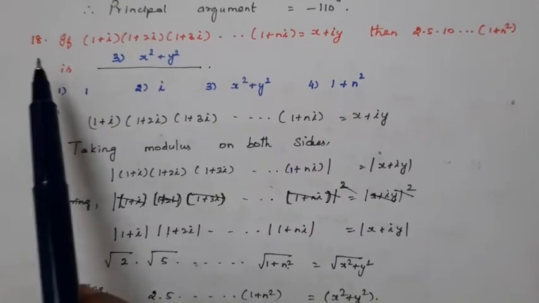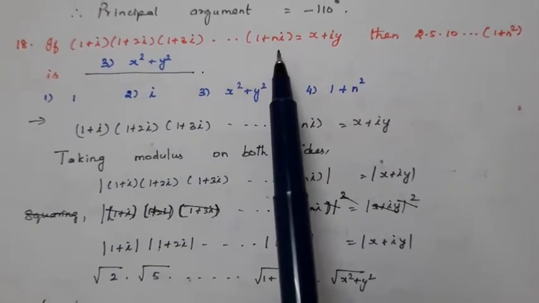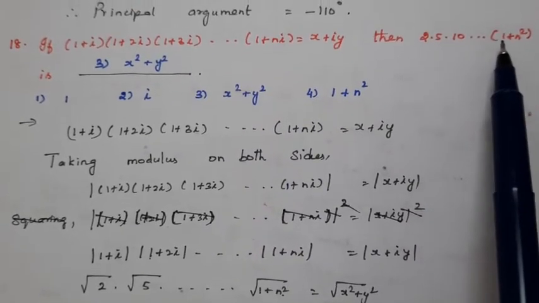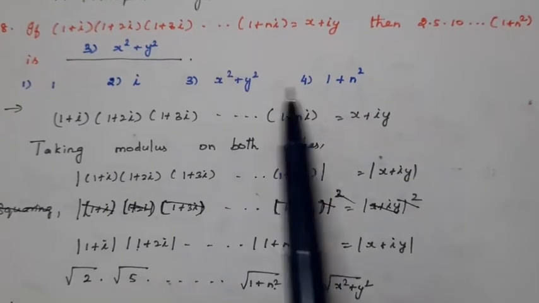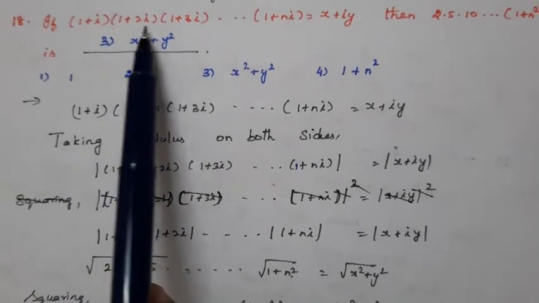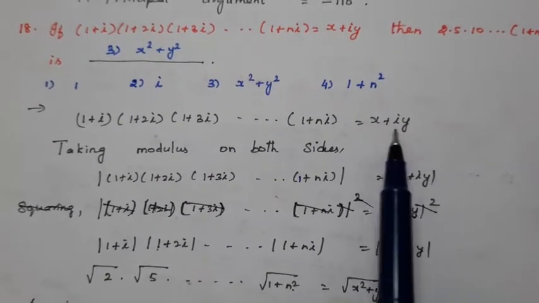Then the 18th one. If the product of (1 plus i), (1 plus 2i), (1 plus 3i) etc. to (1 plus ni) is equal to x plus iy, then 2 into 5 into 10 into etc. (1 plus n squared) is dash. Options are 1, i, x squared plus y squared, and 1 plus n squared. So we are given that this product of complex numbers is equal to another complex number x plus iy.